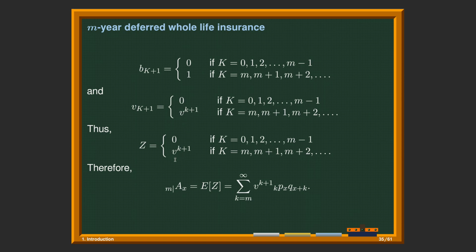And the corresponding value for Z is defined as 0 when k is 0, 1, 2 up to m minus 1, and v to the k plus 1 where k is m, m plus 1, and so on. So the summation would be equal to this, or rather the expectation would be equal to this summation. And this would be our representation for the net single premium.